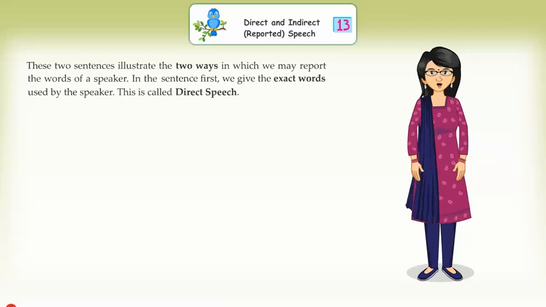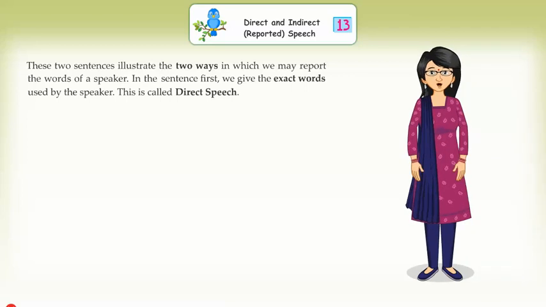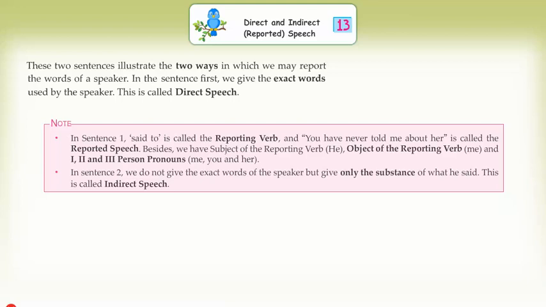In the first sentence, we give the exact words used by the speaker. This is called direct speech. Note, in sentence 1, "said to" is called the reporting verb and "you have never told me about her" is called the reported speech. Besides, we have the subject of the reporting verb, he, the object of the reporting verb, me, and first, second and third person pronouns: me, you and her. In sentence 2, we do not give the exact words of the speaker but give only the substance of what he said. This is called indirect speech.